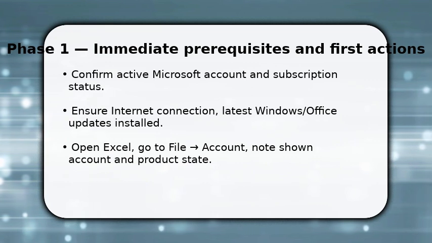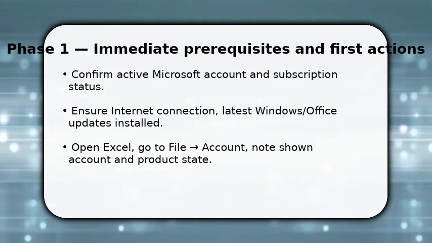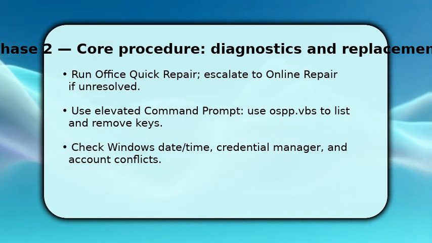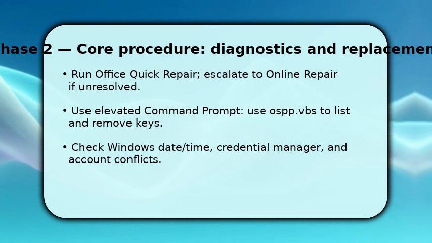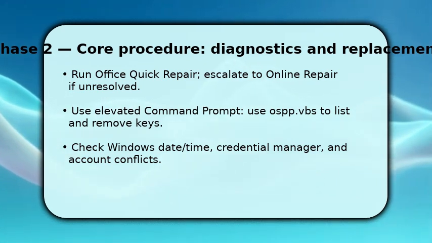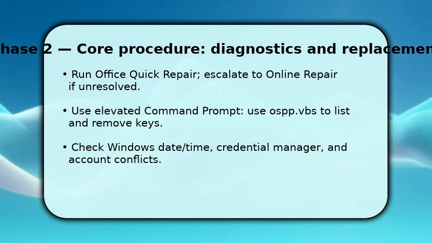Make sure your connection is stable, because activation needs a live network call to Microsoft. Once you have the right account, run Office Quick Repair from Control Panel. If that fails, run Online Repair. It reinstalls activation files. Next, open an elevated command prompt and run OSPP.VBS commands to list installed product keys and remove orphaned ones. This resolves many volume vs retail mismatches.